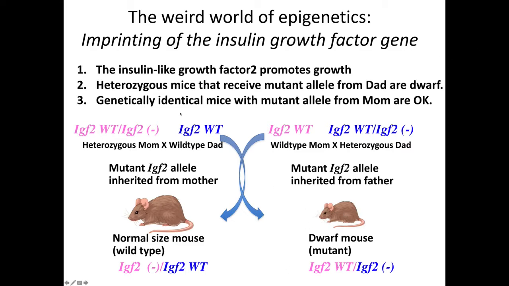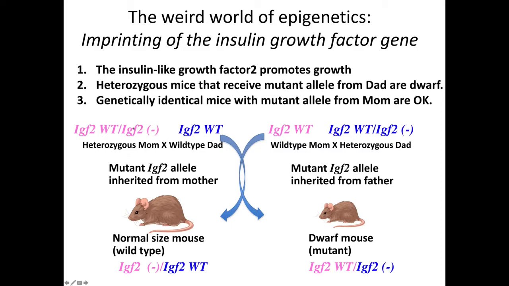But you can do a cross in the other direction, because you have these inbred strains of mice. You can make genetically identical mice with the mutant allele inherited from mom and the wild type allele inherited from dad. They're okay. So this is super weird.